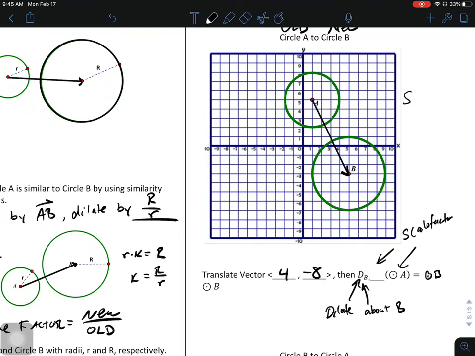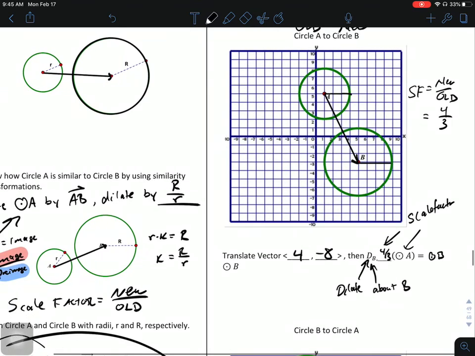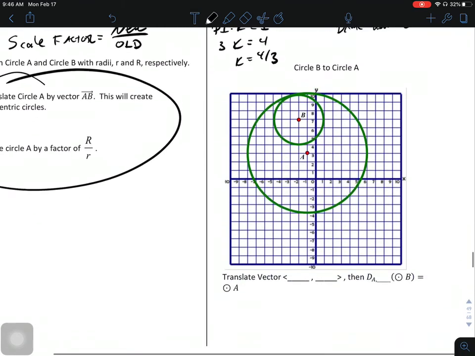If we think of scale factor as new over old, the new radius is 1, 2, 3, 4. The old radius is 1, 2, 3. We're going to dilate it by a scale factor of 4/3. Once again, this fits in with how we used to say it, which is pre-image times k equals the image. The pre-image's radius is 3. The image radius is 4, so k is going to be 4/3.